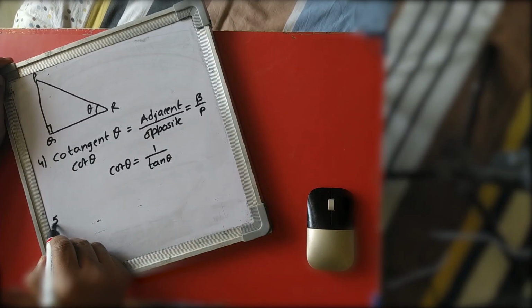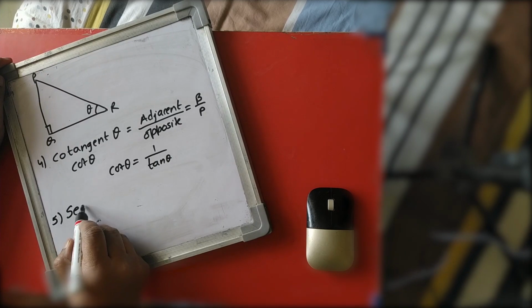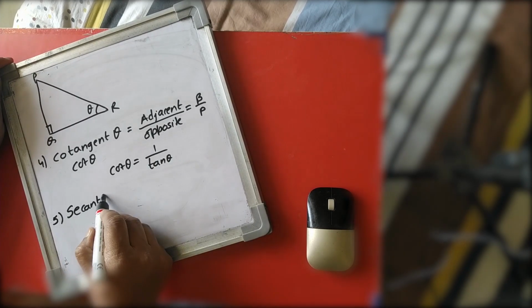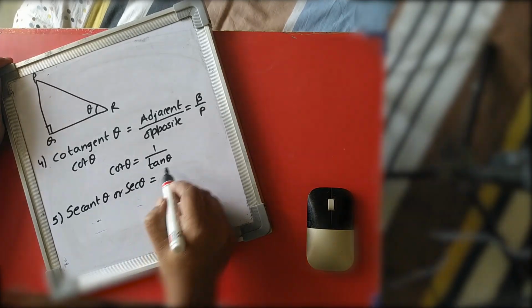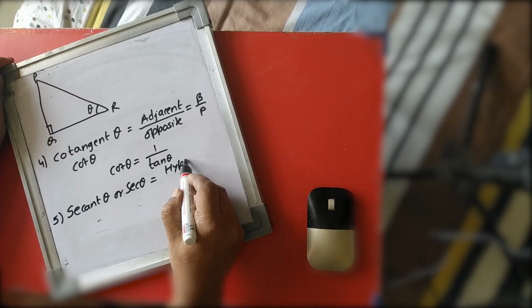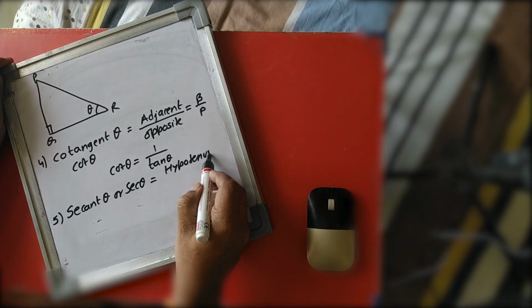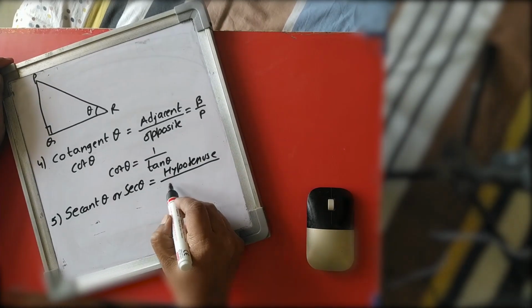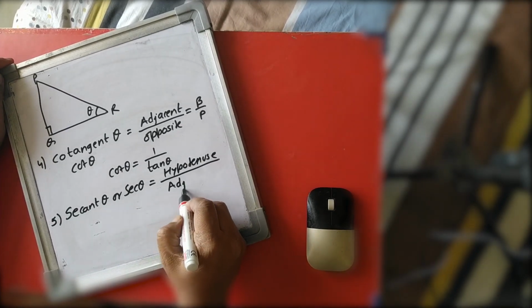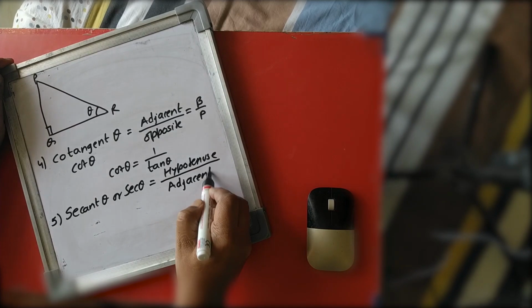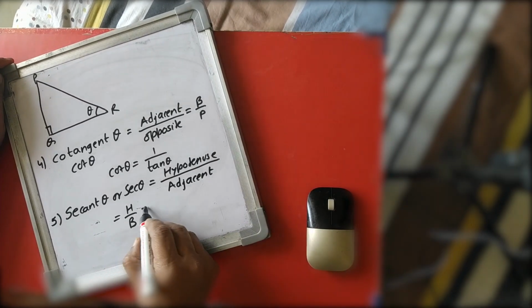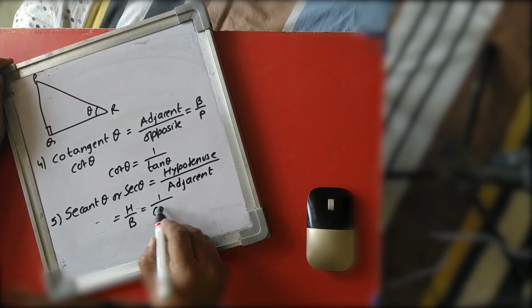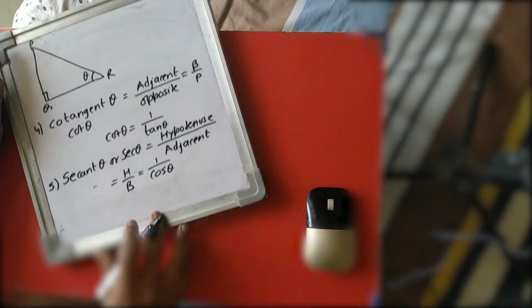The fifth trigonometric function is secant theta, or commonly written as sec theta. It has hypotenuse in its numerator and side adjacent to theta in the denominator. So h upon b is equal to the reciprocal of cos theta.